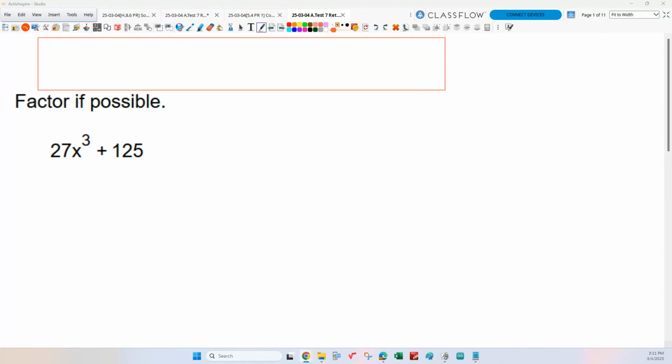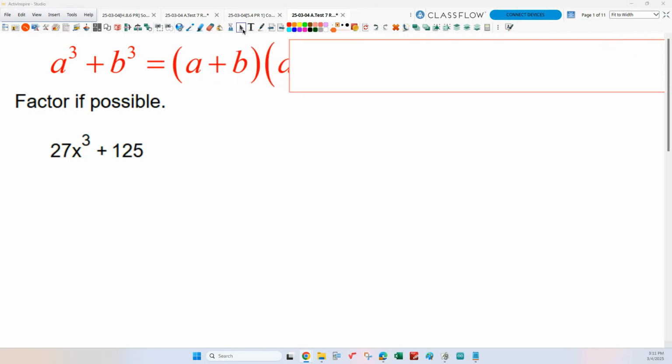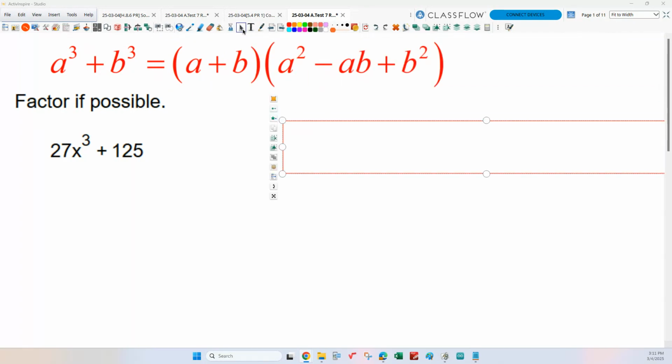A cubed plus B cubed, exactly. A cubed plus B cubed. And everybody, what does that equal? A plus B times A squared minus AB plus B squared. There you go. There it is.